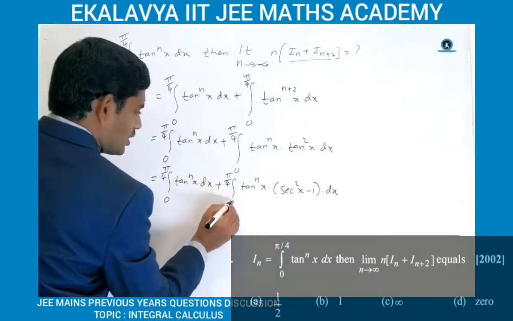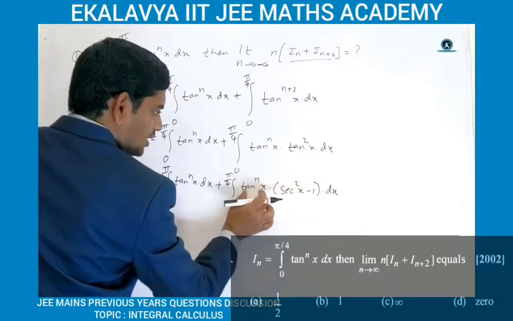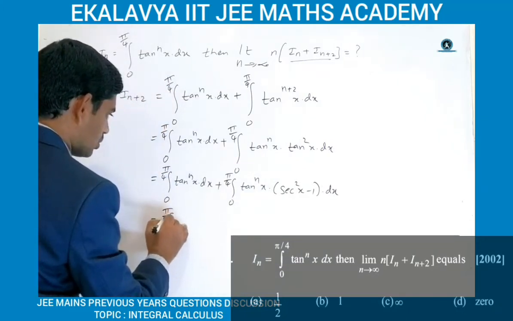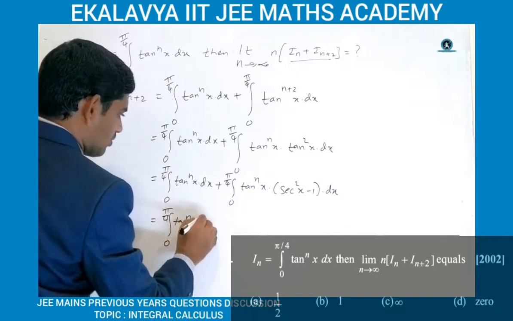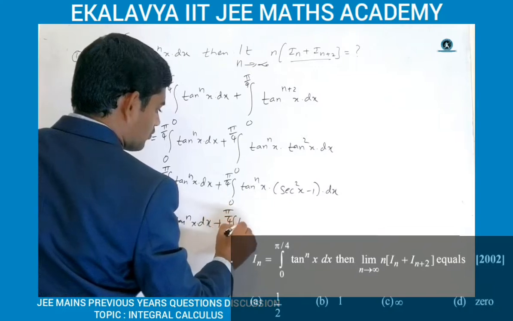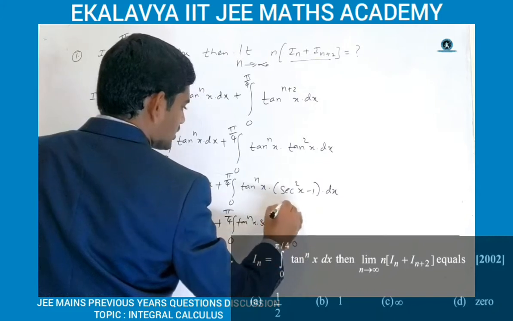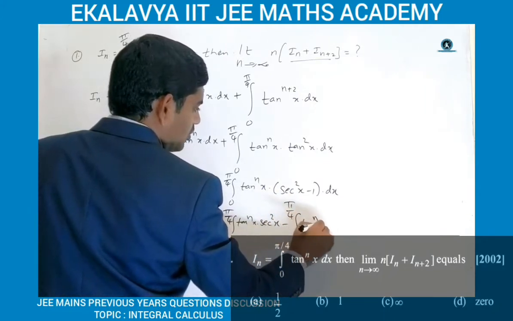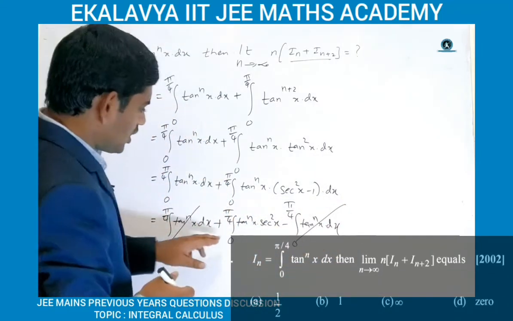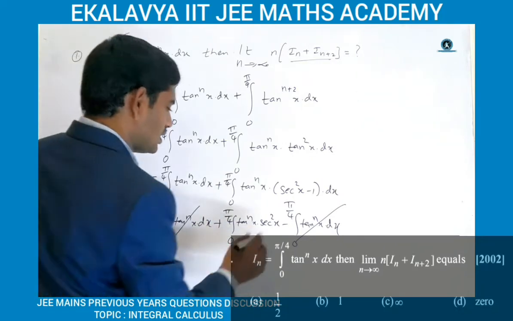Now if we observe here, 0 to pi by 4 tan power n x into secant square x, if we multiply tan power n x minus 1. So what we get here: integration of 0 to pi by 4 tan power n x dx plus, I am multiplying this, integration of 0 to pi by 4 tan power n x into secant square x minus integration of 0 to pi by 4 tan power n x dx. Now these two terms get cancelled. Now we have only integration of 0 to pi by 4 tan power n x secant square x dx.